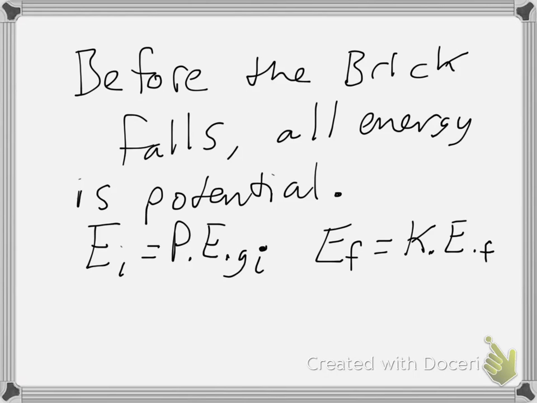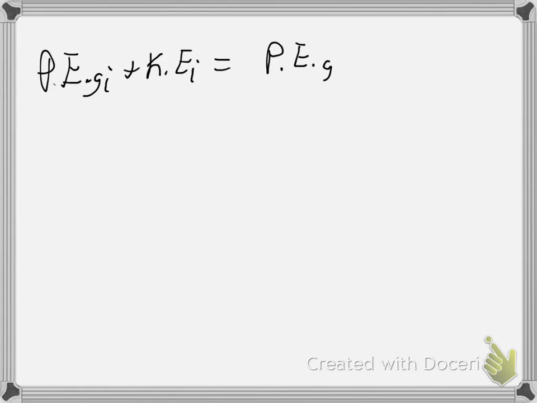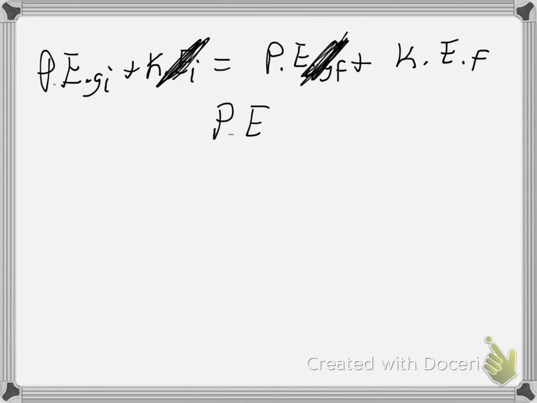Okay? So another way to write this, if you want, would look like this. The initial gravitational potential plus the initial kinetic must always equal the potential final plus the kinetic final. But in our case, and this is only in our specific case, there is no initial kinetic energy, and there's no final potential energy. So we're just left with this.